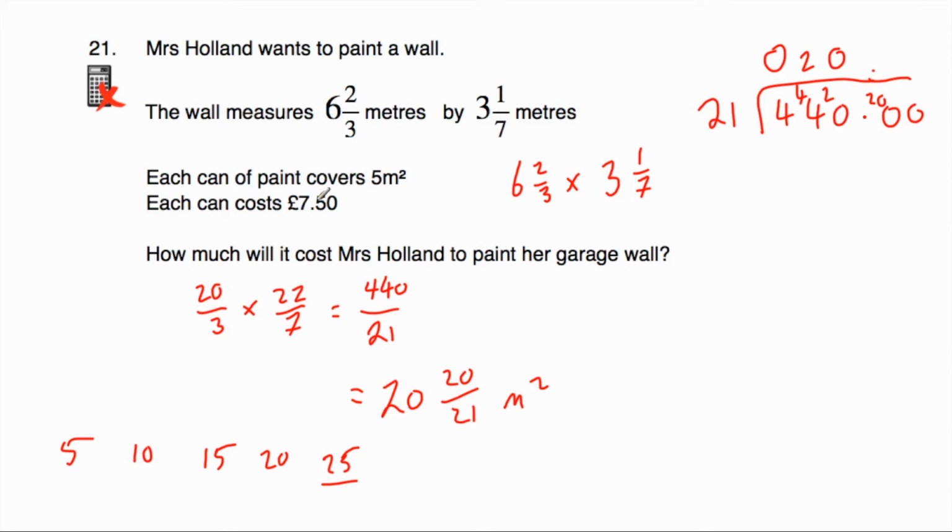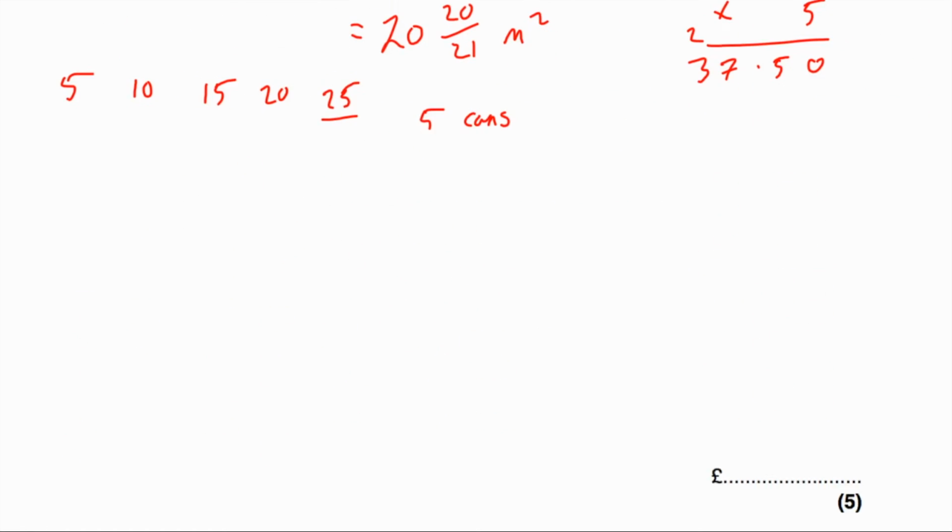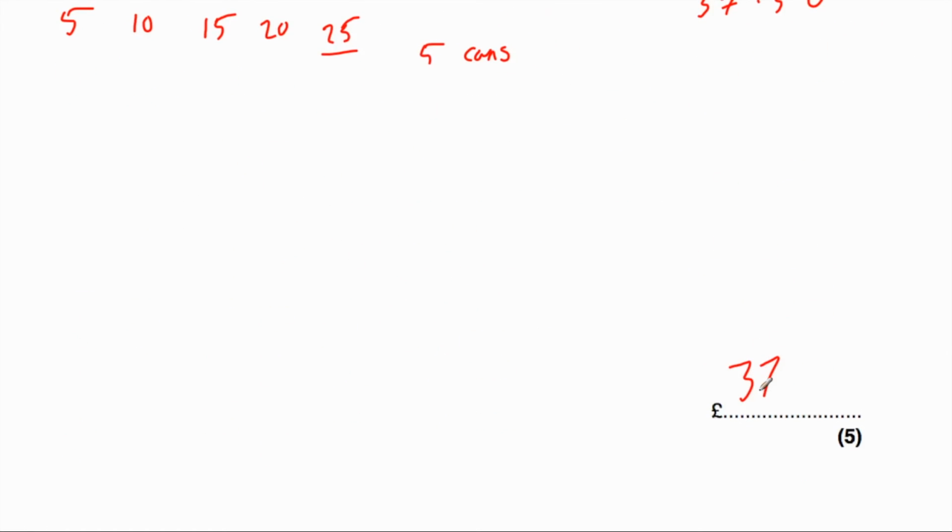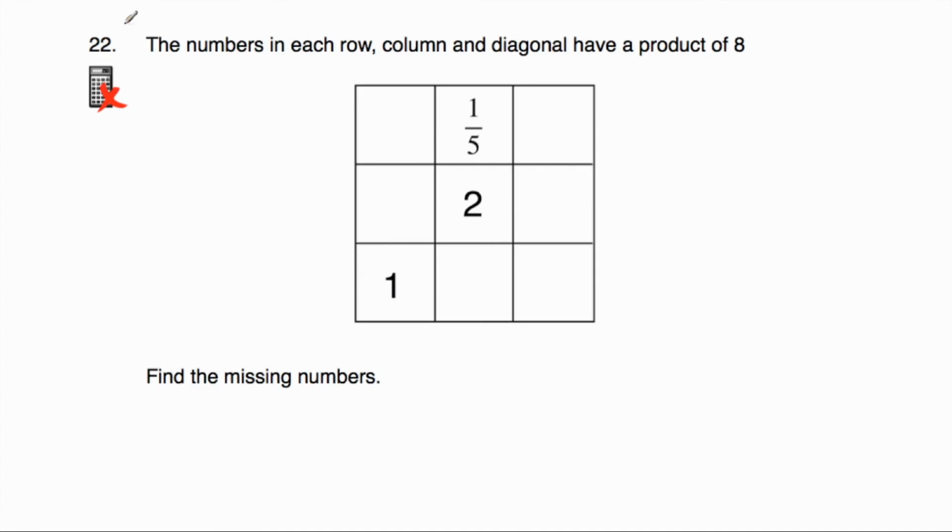And each can of paint costs £7.50. So if we take our £7.50 and times it by 5, because she's going to need 5 cans of paint, that's going to give us a total cost. So £7.50 multiplied by 5. 5 times 0 is 0. 5 times 5 is 25, put our 5 down, carry our 2, and 5 times 7 is equal to 35, plus 2 is 37. So that means that the paint will cost her £37.50. So let's write that down, £37.50. So question number 22.